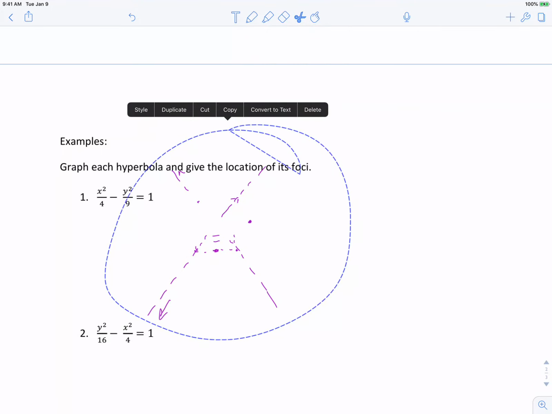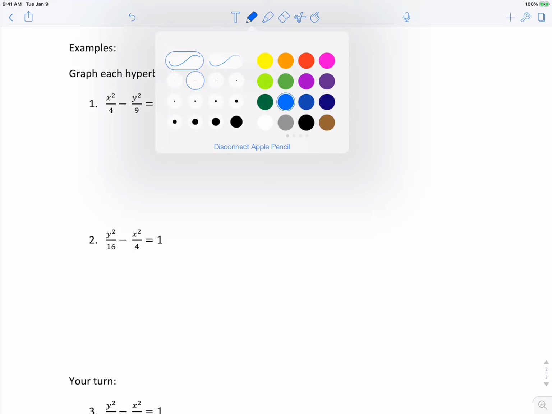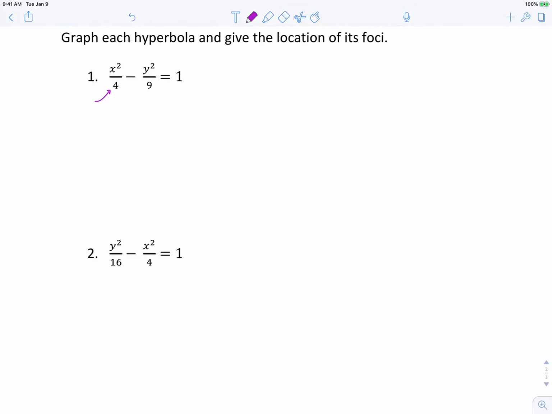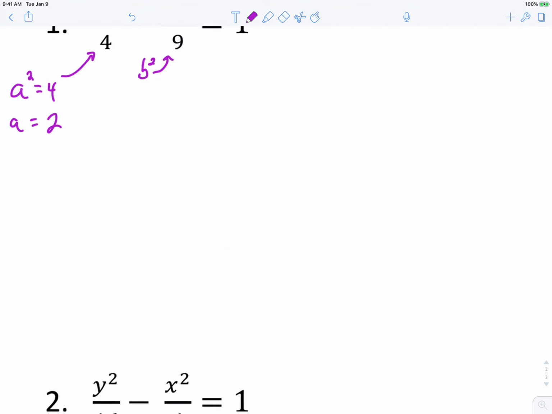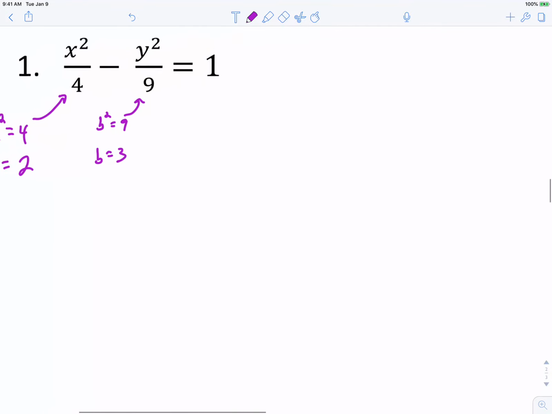So let's go ahead and do these examples. They want us to graph each hyperbola and give the location of its foci. So we're going to start with finding the a and the b. That's a squared, so that means a equals 2. That's b squared, so that means that b equals 3. Let me be consistent here. b squared equals 9, so b equals 3.